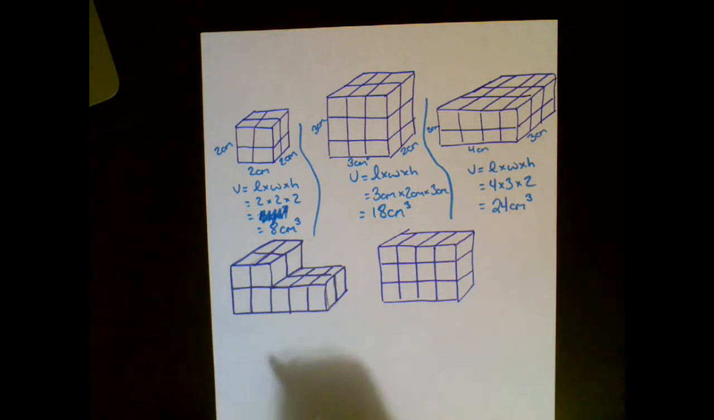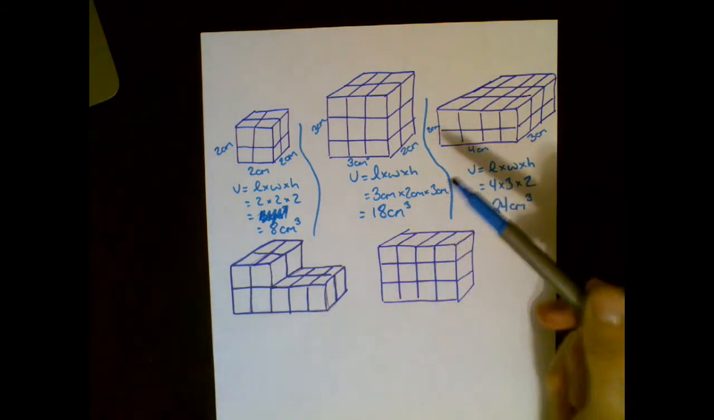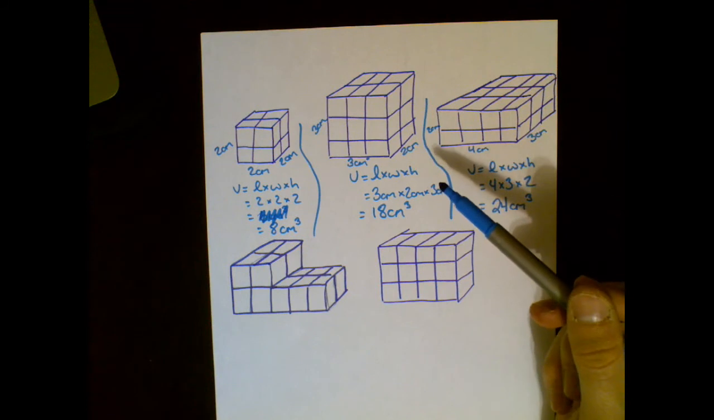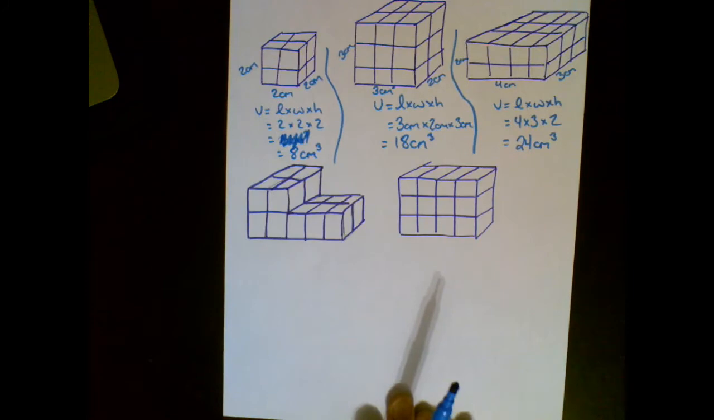Alright, now we got a funky shape. So there's a couple different ways you can do a shape like this because you cannot go straight to a formula. It will not work. So I can count them all. That's the easiest way for most of you.